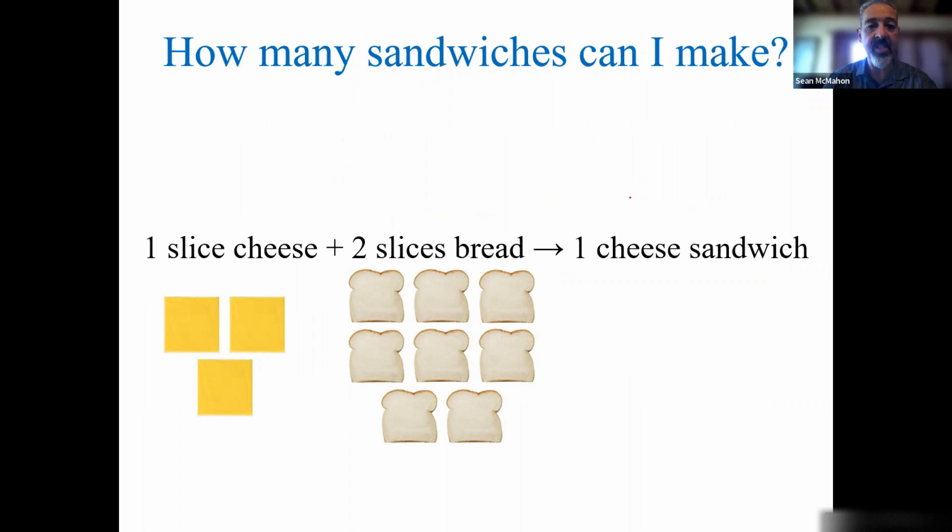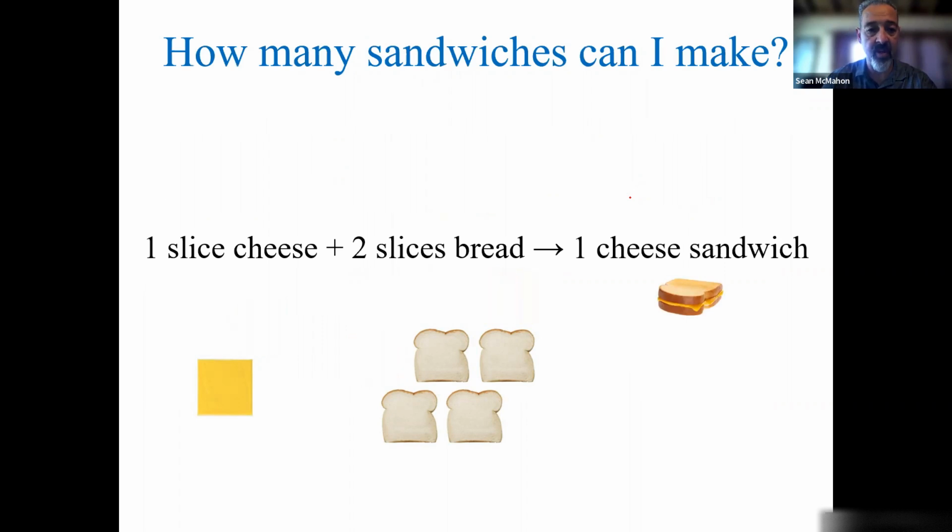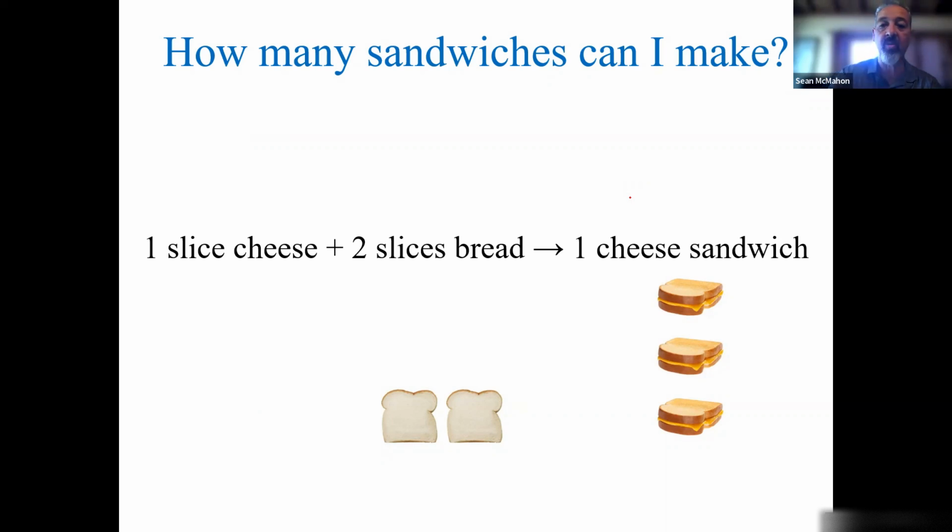So here's an example. I know 1 slice of cheese and 2 slices of bread make 1 cheese sandwich. How many cheese sandwiches can I make if I don't have perfect ratios? Well, let's take a look. 1 slice of cheese, 2 slices of bread, 1 sandwich. Another slice of cheese, 2 slices of bread, another sandwich. 3 slices of cheese, 2 more slices of bread, another cheese sandwich. So essentially, I still have 2 slices of bread left, but I don't have any cheese. So I can no longer produce any more cheese sandwiches.